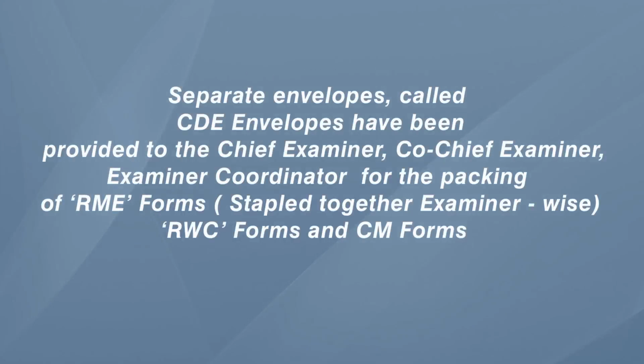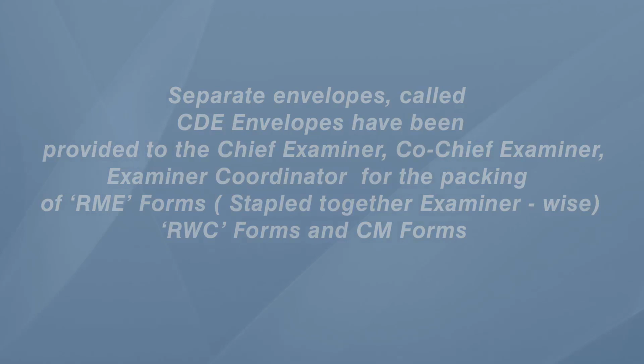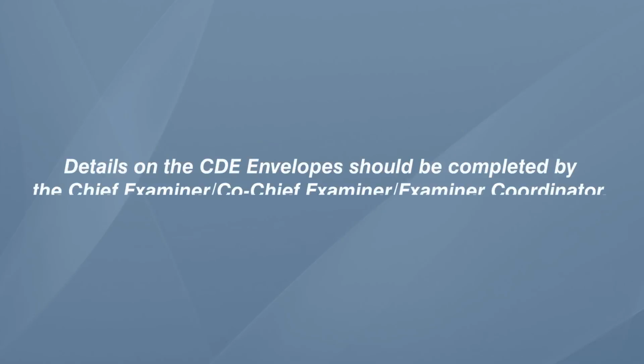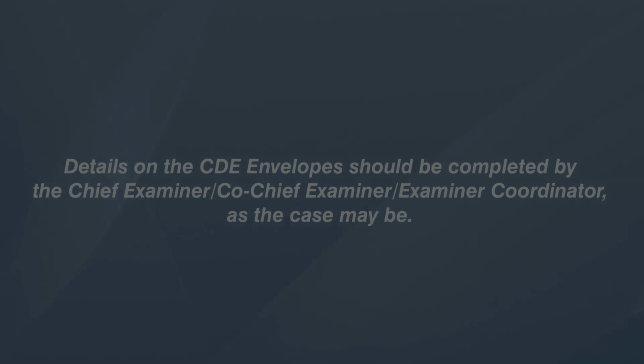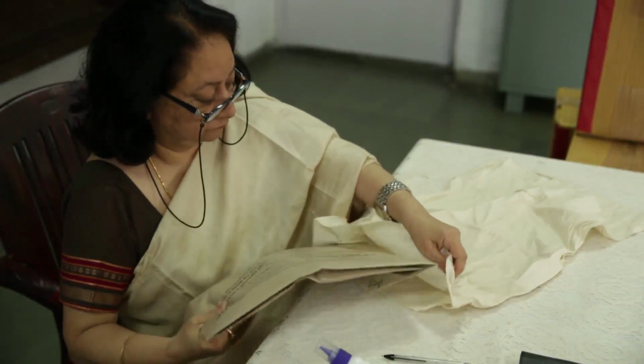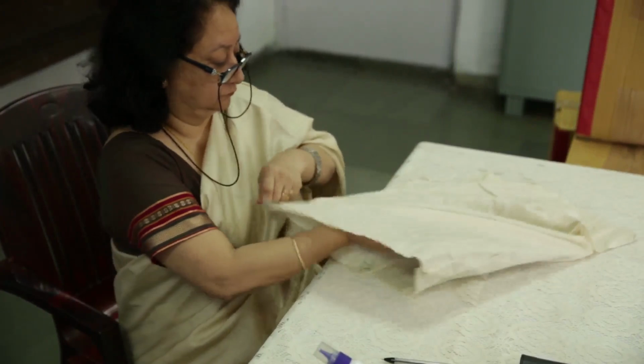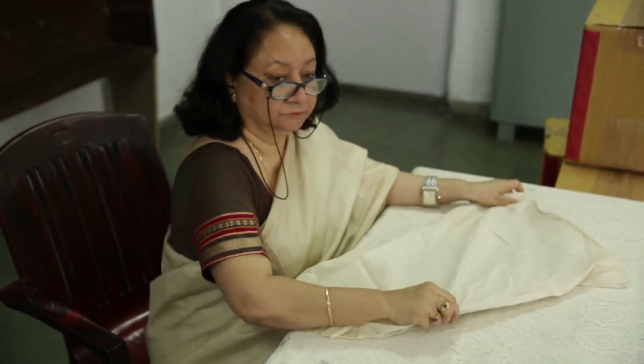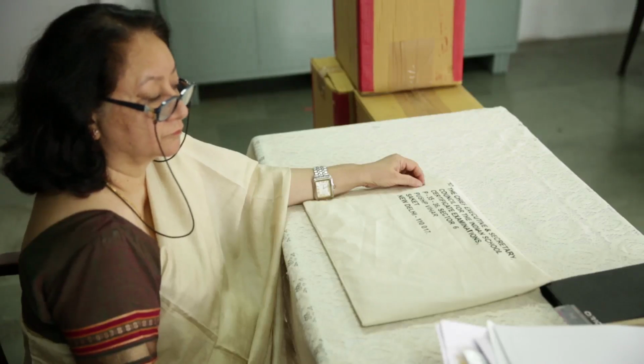Separate envelopes called CDE envelopes have been provided to the Chief Examiner or Co-Chief Examiner or Examiner Coordinator for the packing of RME forms stapled together examiner-wise, RWC forms and CM forms. Details on the CDE envelopes should be completed by the Chief Examiner or Co-Chief Examiner or Examiner Coordinator as the case may be. The CDE envelopes should be packed together in white cloth and properly sealed and secured. Note: the CDE envelope should not be packed in the answer script boxes.